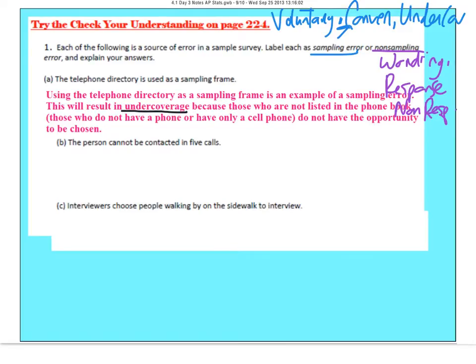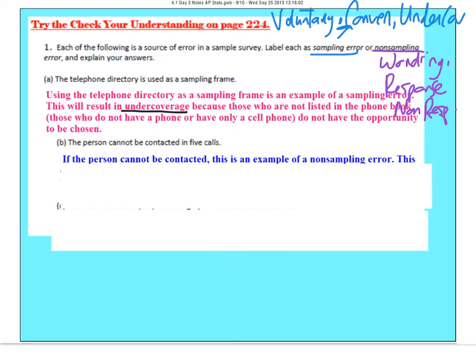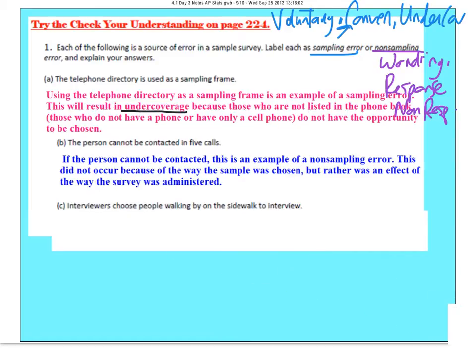Okay, the next example. What if you're doing a sample in your survey and the person cannot be contacted in 5 calls? A sampling error or non-sampling error? Well, the sample's already been created, so this is a non-sampling error. The person couldn't be contacted. What's the result going to be in this case? This did not occur because of the way the sample was chosen, but rather was the effect of the way the survey was administered. So this was a non-sampling error.